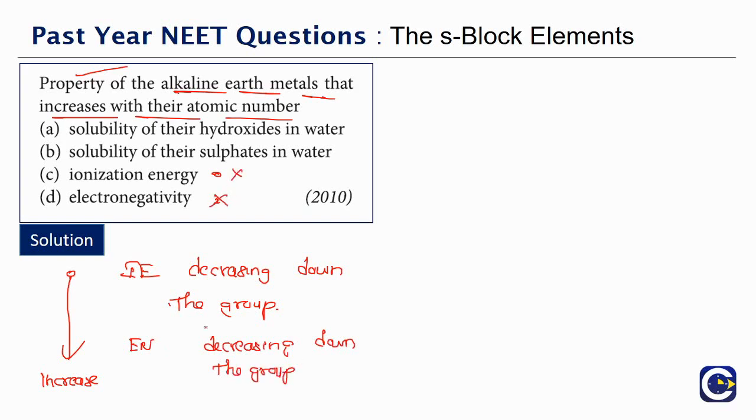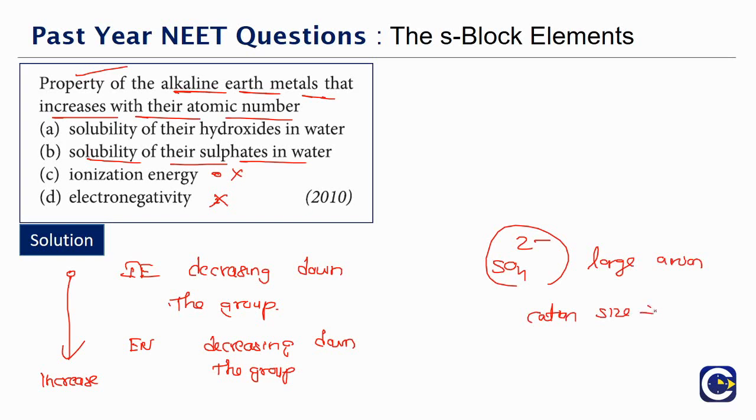Now look at option B, solubility of their sulfates in water. What do you mean by the solubility of the sulfates in water? The previous problem also we discussed it. Sulfate, SO4 2 minus, is a large anion. So when the cation size is large, what does that mean?